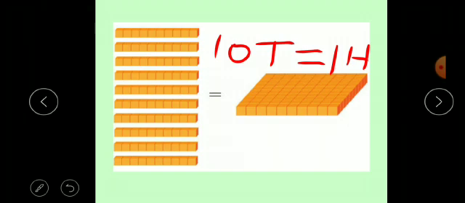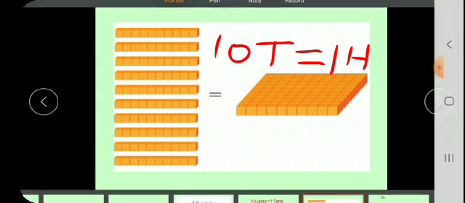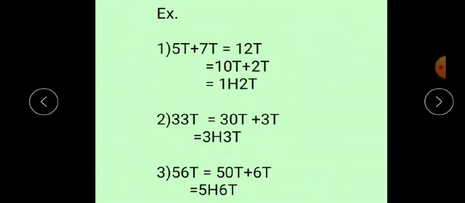Now, based on this, there are certain examples. Now, let's see 5T plus 7T. T stands for tens. Okay. Now, first of all, we have to add the numbers 5 plus 7. We get 12. So, 5T plus 7T, we get 12T. Now, this 12 can be written as 10 plus 2. So, 12T can be written as 10T plus 2T.